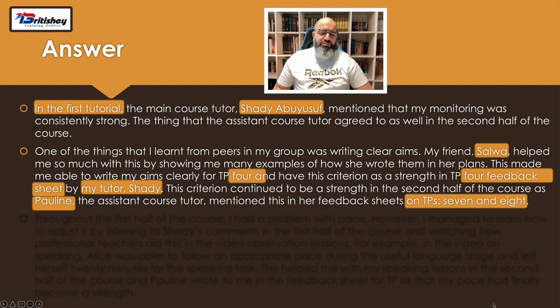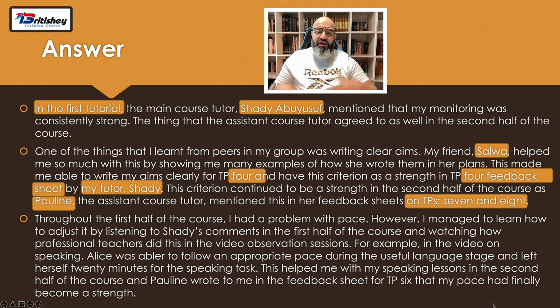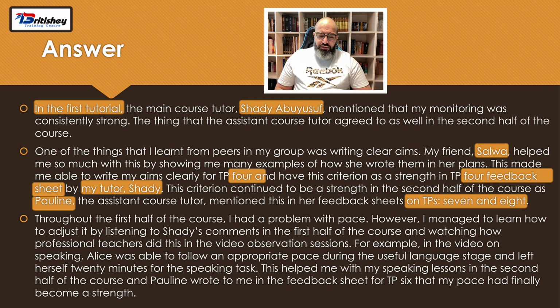Now a third example, this one. Throughout the first half of the course, I had a problem with pace. However, I managed to learn how to adjust it by listening to Shadi's comments in the first half of the course and watching how professional teachers did this in the video observation sessions. For example, in the video on speaking, Alice was able to follow an appropriate pace during the useful language stage and left herself 20 minutes for the speaking task. This helped me with my speaking lessons in the second half of the course, and Pauline wrote to me in the feedback sheet for TP6 that my pace had finally become a strength.